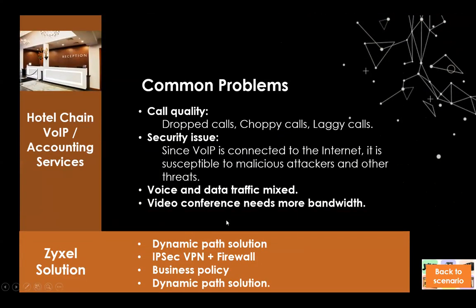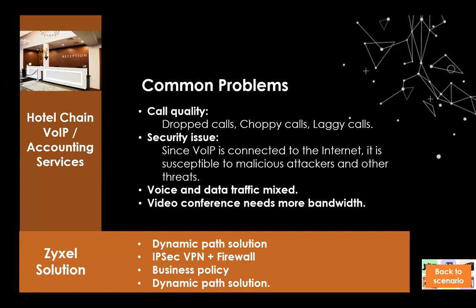And of course, like I mentioned earlier, hotel chains that may be doing voice over IP or different kinds of accounting services, businesses. Usually common problems that hotels face are dropped calls, again, choppy calls, laggy calls. The quality of service is really bad between the reception and the different locations a lot of times. There's also a security issue because you're not only connected to the internet, those phone systems could be susceptible to malicious attacks from the internet. And again, the data traffic is mixed, but not only that, the guest network is typically also on that network as well. So everybody is fighting for a piece of that WAN connection.